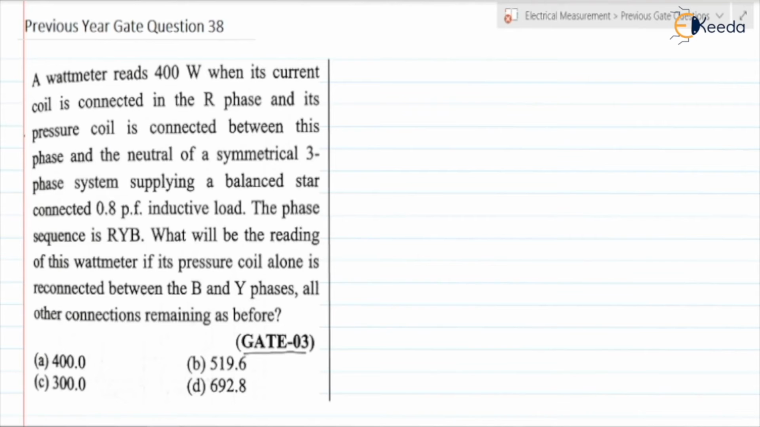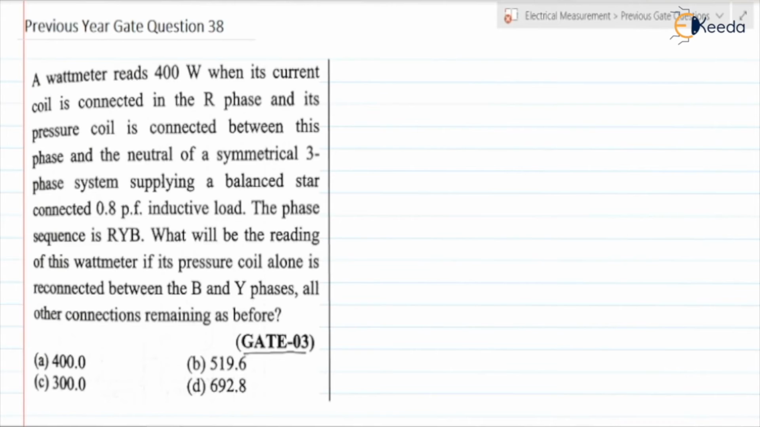Previous year GATE question number 38. Let us read the question. A wattmeter reads 400 watt when its current coil is connected in the R phase and its pressure coil is connected between this phase and the neutral of a symmetrical three-phase system supplying a balanced star connected lagging power factor inductive load. The phase sequence is RYB. What will be the reading of this wattmeter if its pressure coil alone is reconnected between the B and Y phases, all other connections remaining as before? Okay, and here they have given the four options, right?